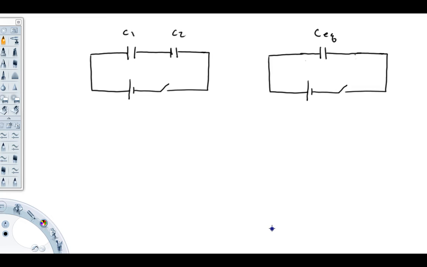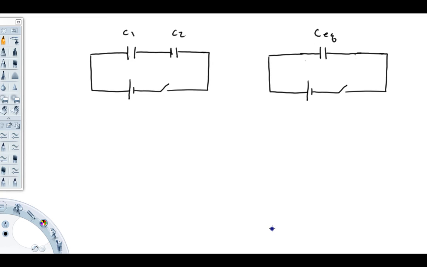The purpose of this video is to introduce you to the concept of equivalent capacitance. After watching this video, hopefully you'll understand what equivalent capacitance means and how it's calculated for both series and parallel types of circuit combinations.